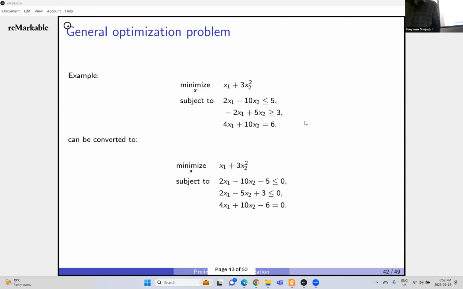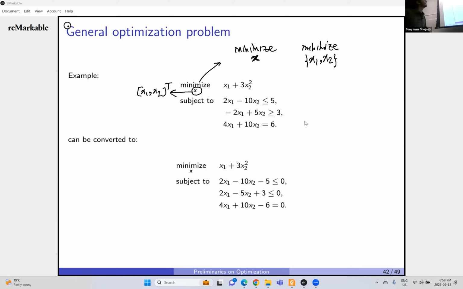So an example is this: minimize this cost. Here in this example, my x is a two-dimensional vector, so it's x1 and x2 transpose. Why do I have transpose here? Because I usually consider my vectors to be column vectors by convention, right? And here you can write it as minimize the vector x, bold x, or minimize x1 and x2, different kinds of notations. Doesn't matter, right?